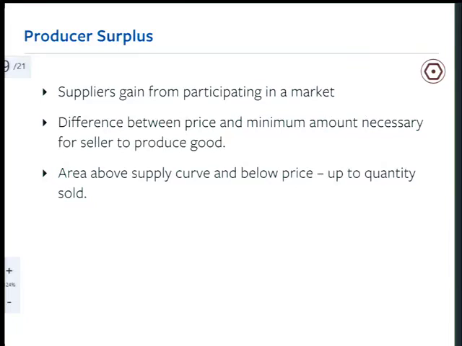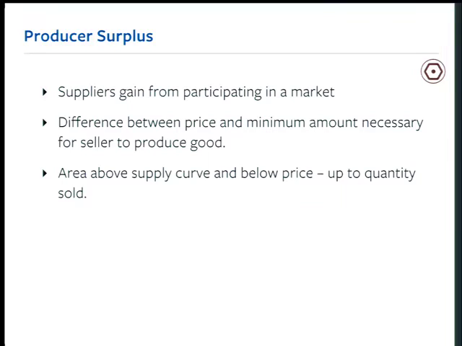Producer surplus. So consumers walk home with a whole bunch of surplus, right? The difference between what you're willing to pay and what you actually have to pay. Producers, turns out, are also going to walk home with a bunch of surplus, all right? So it's not just consumers that benefit from participating in the market, it's also producers. So producer surplus, we're going to define as the difference for each incremental unit between the price and the minimum amount necessary for the seller to produce the good. And by minimum amount, I mean the minimum dollar amount, right?